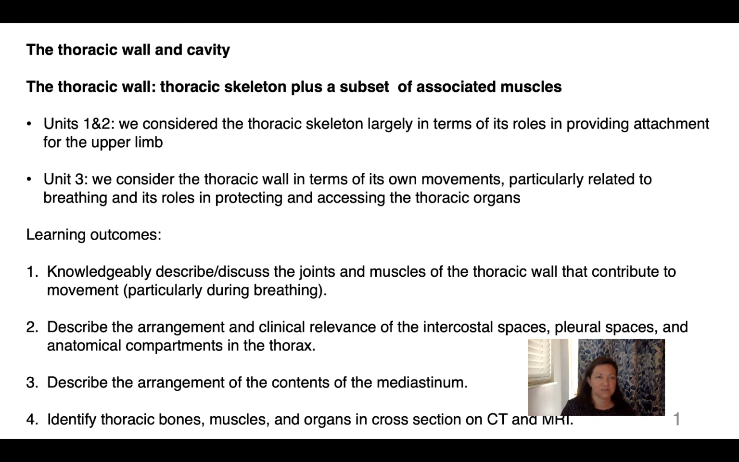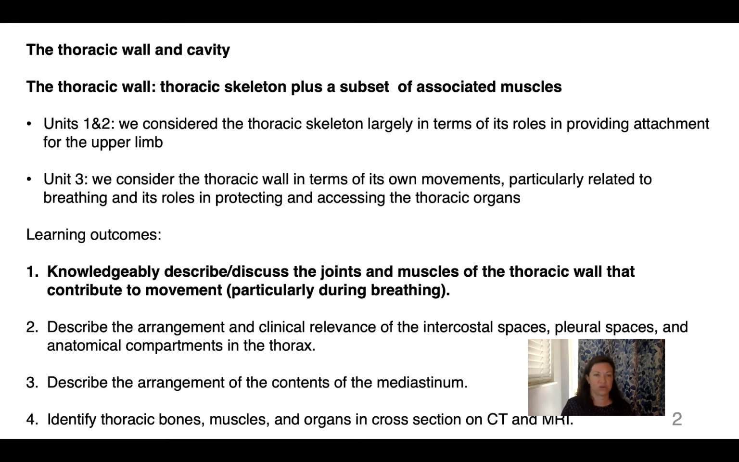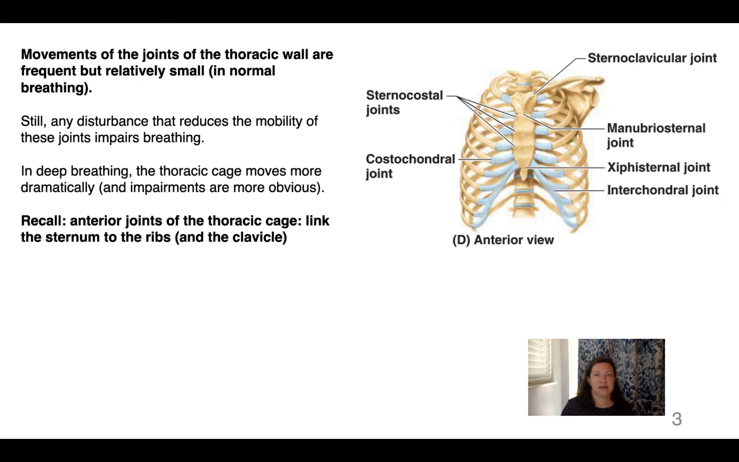it contains. So here are the learning outcomes, and in this short video we'll start with learning outcome 1 here, talking about the joints and the muscles that contribute to breathing movements. Now, movements of the bones and joints of the thoracic wall are frequent, and perhaps hopefully incessant, but small during normal breathing. And any disturbance that reduces the mobility of these joints or compromises the integrity of the thoracic cage impairs breathing.